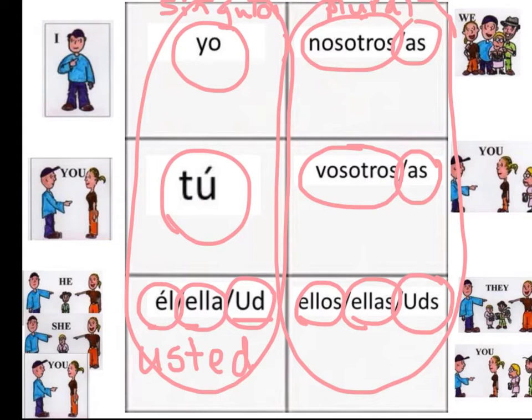Okay, at the top row, we've got first person when you're talking about yourself, second person when you're talking to someone directly and you're using you, and third person when you're talking about someone else. And kind of an exception there is usted goes in this section because of how we're going to use it to help us conjugate verbs, and that will be clearer in a minute.